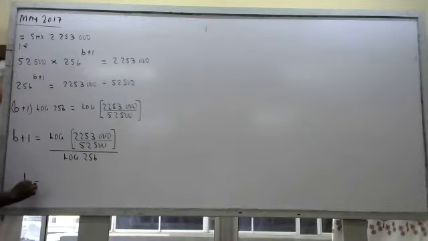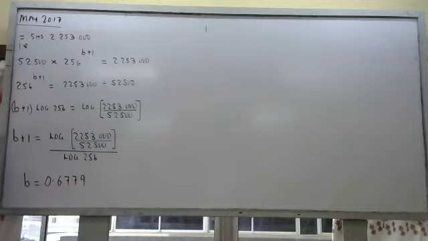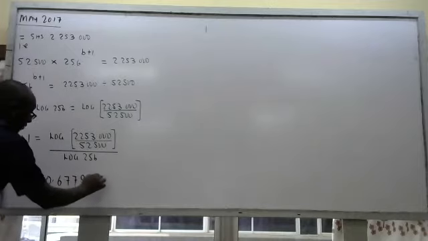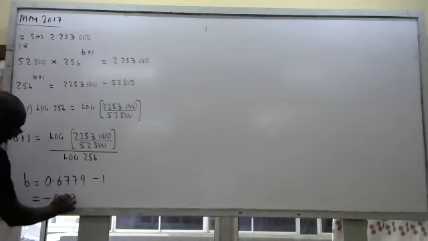So this proceeds to become, give me this. The log of the answer divided by the log of 256, that is after you have subtracted. But before that, you show this, you are getting 0.6779. Then you minus 1. So now you are saying it is negative 0.3221.